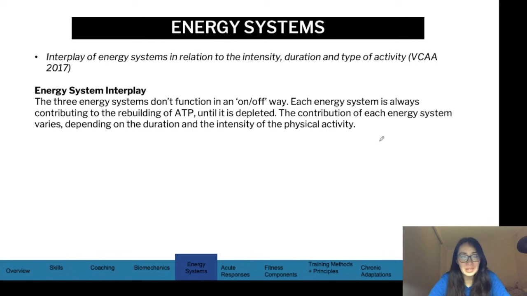So, energy system interplay. The three energy systems don't function in an on-off way, so each energy system is always kind of contributing to the rebuilding of ATP until it's completely depleted, and the contribution varies depending on the duration and intensity of the physical activity. So I recommend you take a screenshot now, because it might be blocking the last sentence there. I don't know why, it's very annoying that my slides have done this.